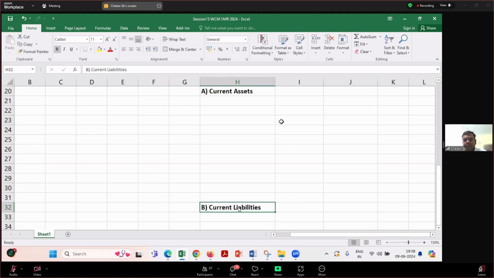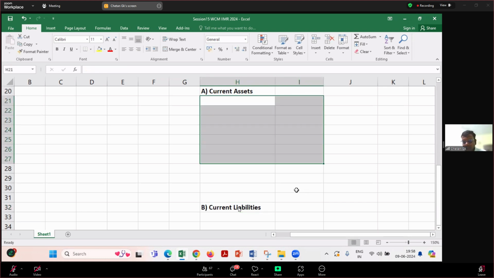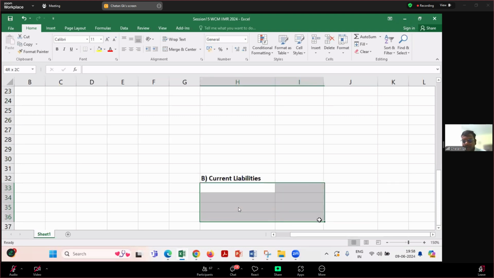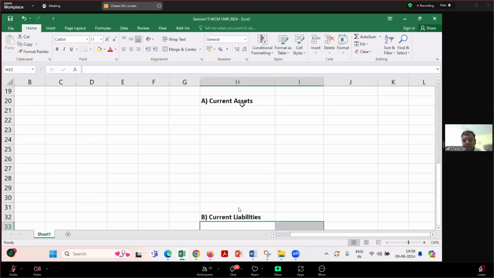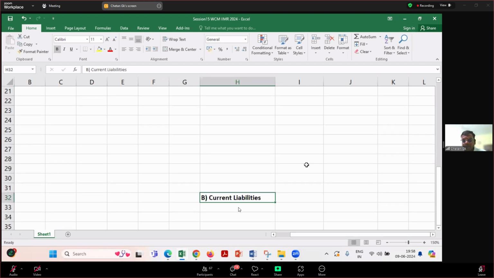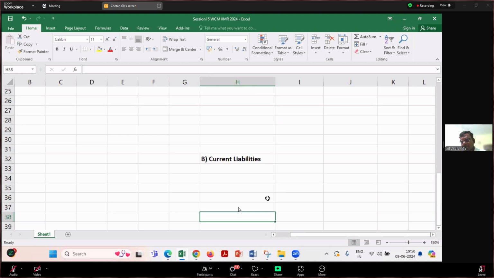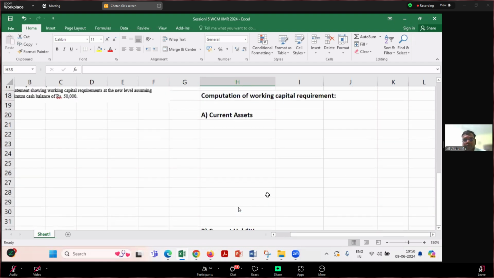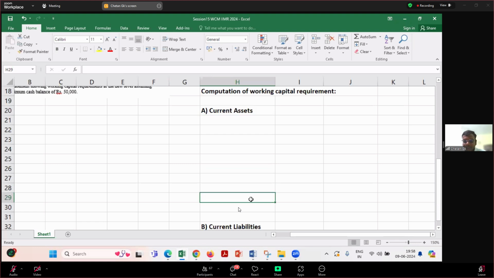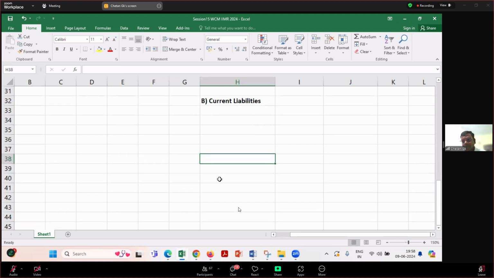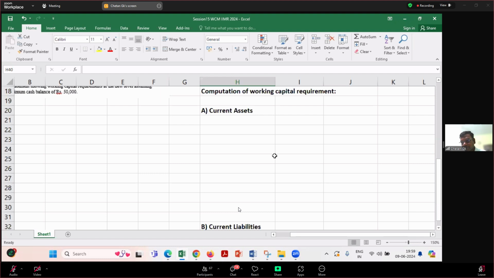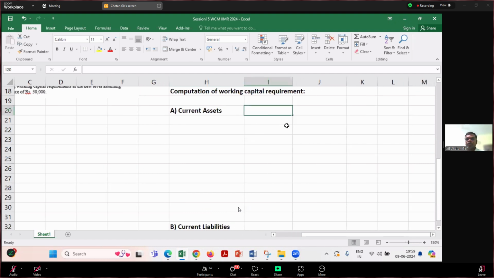So what I should be doing now is listing out all the current assets with the amounts and the current liabilities with the amounts. Once I know how much my current assets and current liabilities are, I should make a total of it: total current assets, total current liabilities. After that, I should compute net working capital, which means total current assets minus total current liabilities. If I do, I'll get the information of how much net working capital is required. Is it fine? This is what we'll be adopting.